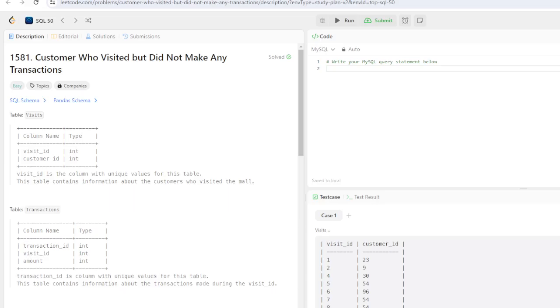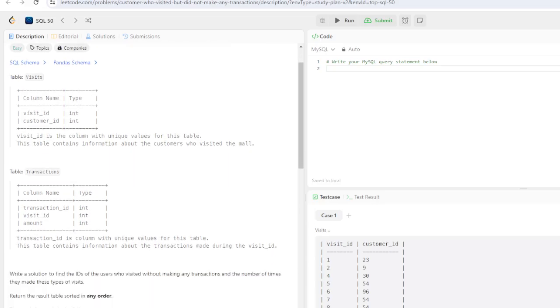So we have this visits table where I have two columns, that is visit ID and customer ID, and the data type of both of these columns is integer. Visit ID is the column with unique values for this table. This means that this visit ID column only has unique values. This means that this visit ID is the primary key column for this table. Now, this table contains information about the customers who visited the mall.